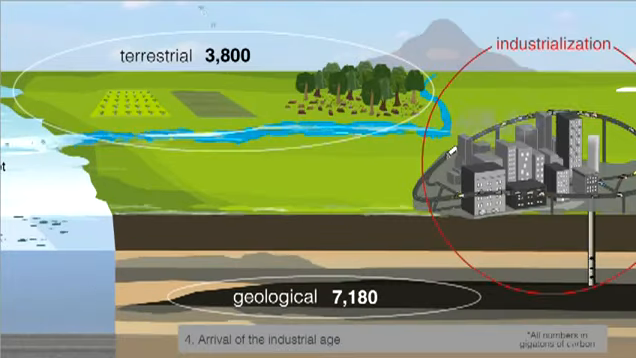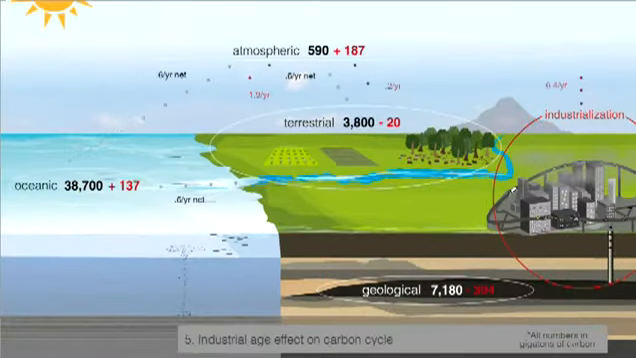Industrialization changed the landscape. Extracting and burning fossil fuels to power new modes of production and transportation had a direct impact on the carbon cycle. The amount of carbon emitted by industrial processes is estimated at 6.4 gigatons per year.